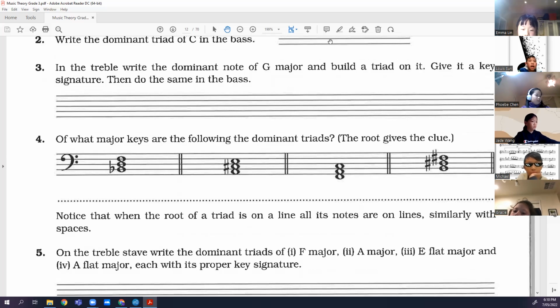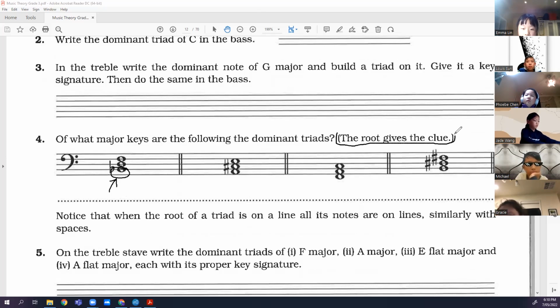So that means that the root note here is the dominant of a particular scale. That's what it means when it says the root gives a clue. Hey, that rhymes. The root gives a clue, the clue gives a root. Your root note is going to give you what you need to figure out what key this is a dominant triad of.